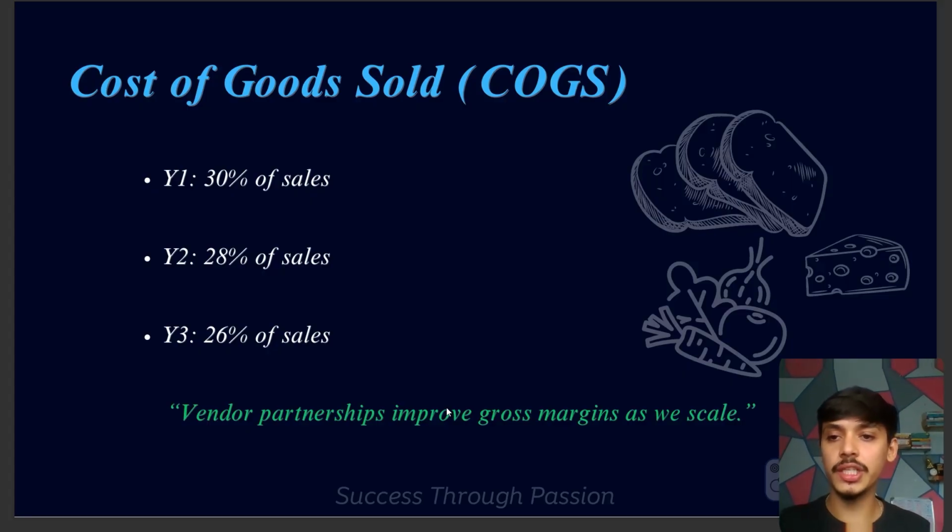About COGS, we are projecting that in year one it will be 30% of sale, in year two it will go down to 28% of sale, and in year three it will go further down to 26% of sale. The thought process behind reducing COGS as a percentage of sales is that when you scale your business, you start getting economies of scale. Economies of scale means that anything that used to cost you 10 rupees will now cost you 8 rupees because you are purchasing things on a larger scale.